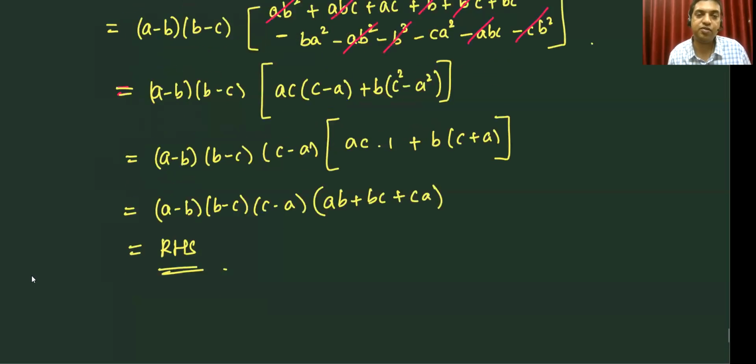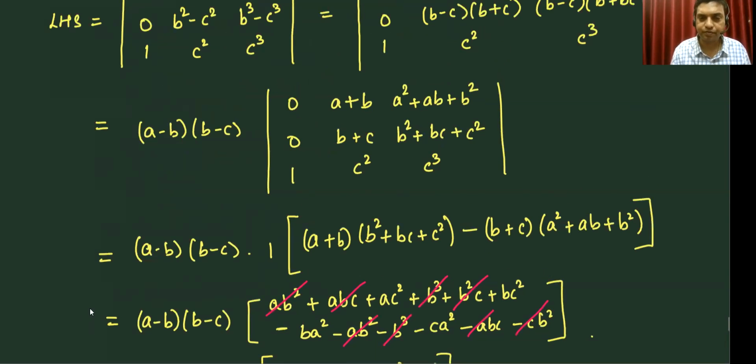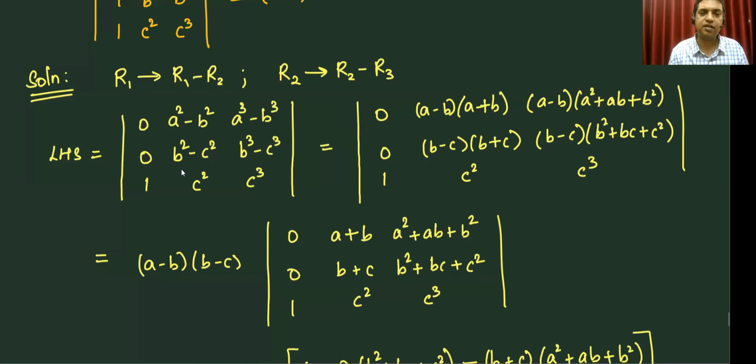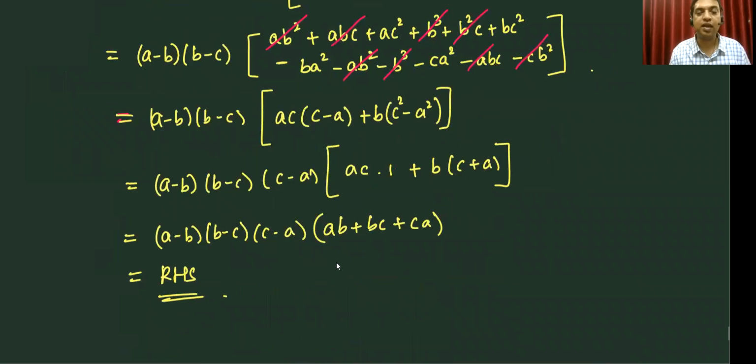So what did we do? It is all algebraic simplifications only. First, you do row operations and then pull out common factors and then just evaluate the determinant and simplify. Just that you have to have little patience and perseverance to solve the problem.